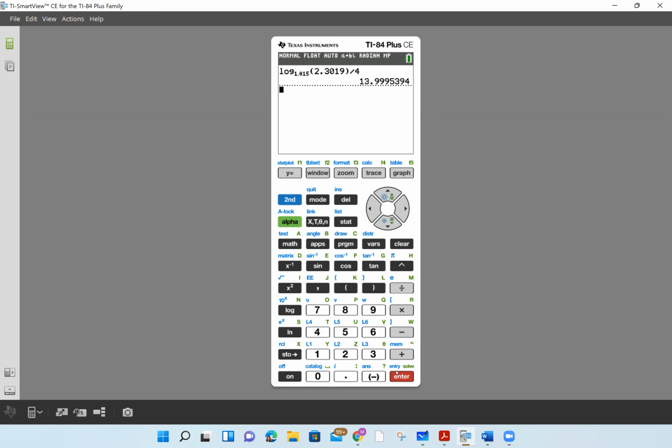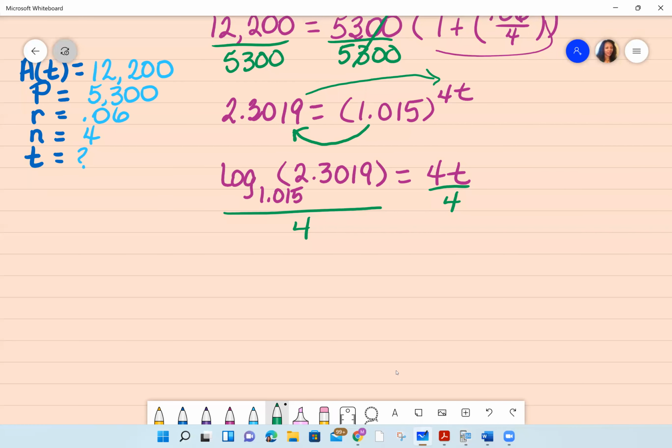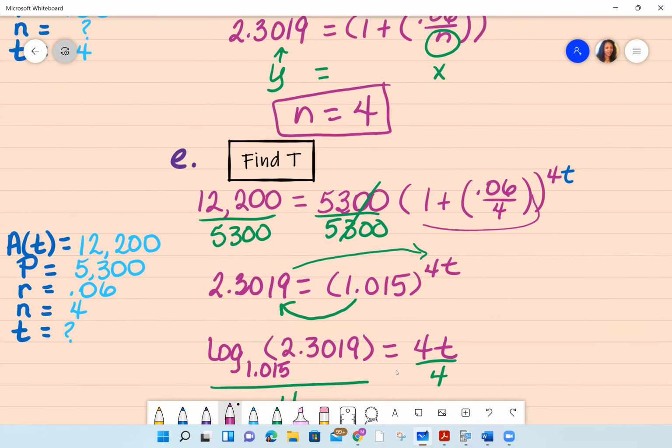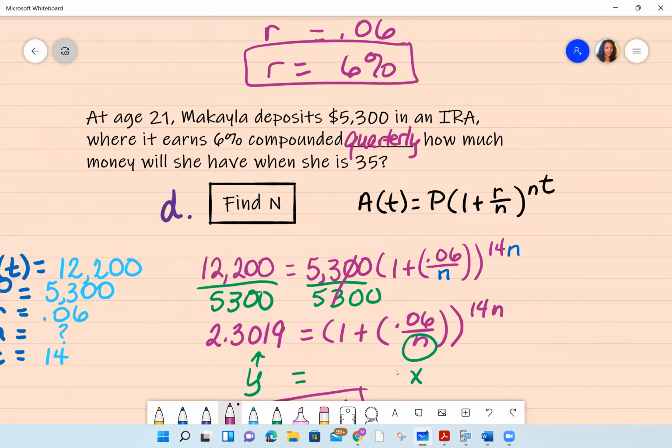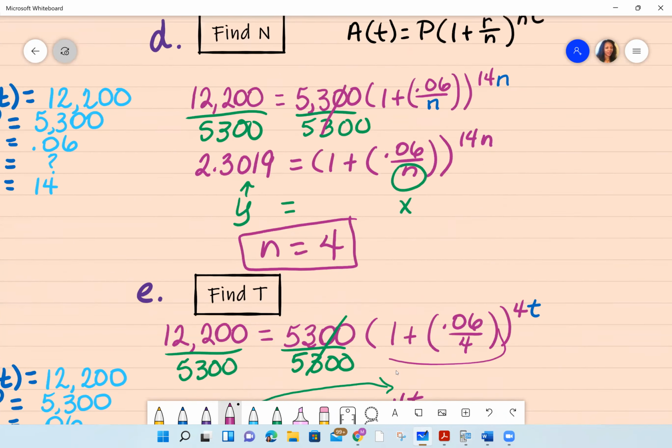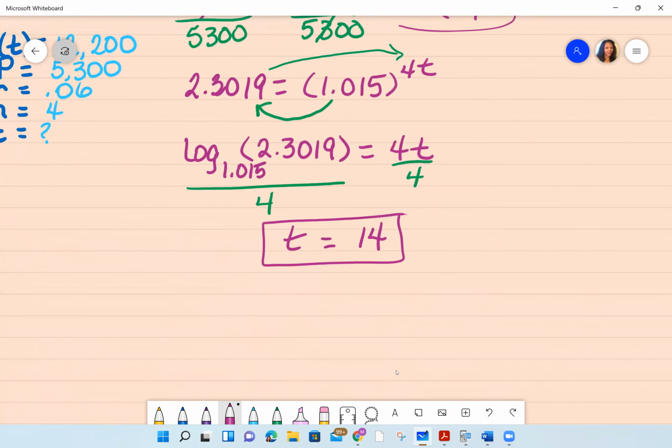So we're looking for t, right? Let's go back here. So t is going to be 14. If I go back to my problem, it's talking about her age. 35 minus 21 is in fact 14 years. So we know that that's correct.